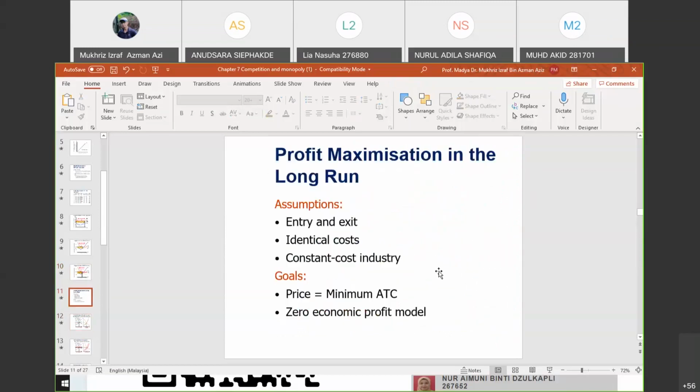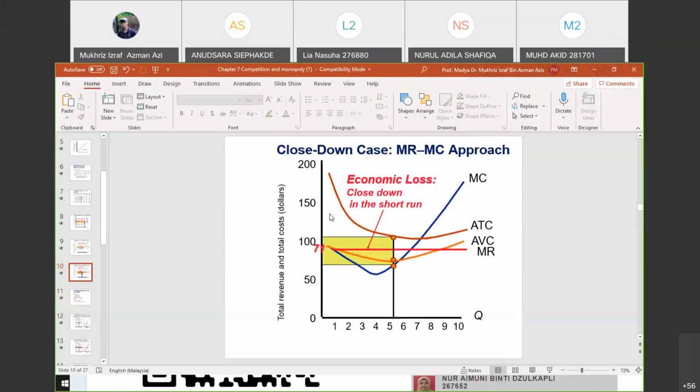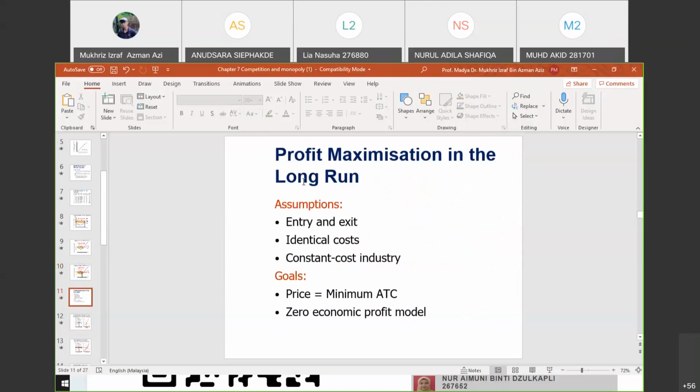Now, what we discussed here is all in the short run period, whether the firm needs to continue or not. That is only under short run conditions. But in the long run, meaning a period of maybe more than 1 year, more than 2 years, more than 3 years, that's how we define the long run period.